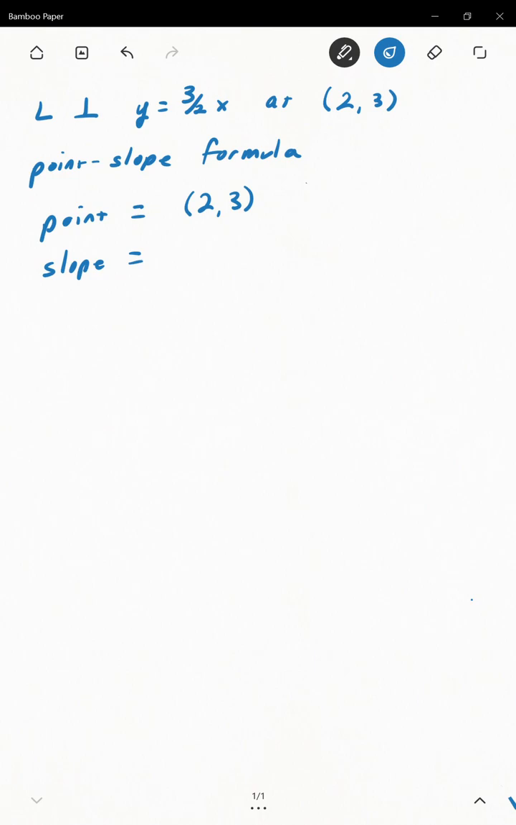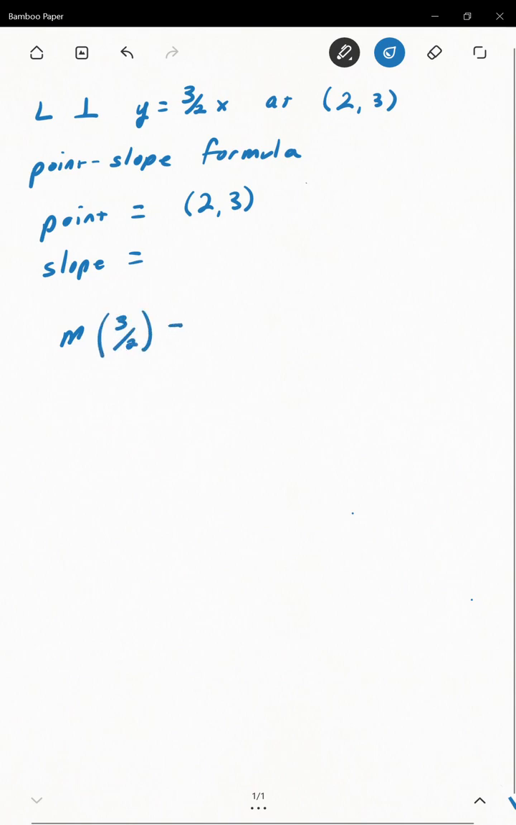So the slope that we want, m, times 3/2 is equal to -1, because the internet said so. So, this is just like what Instructanto Cooper was talking about.